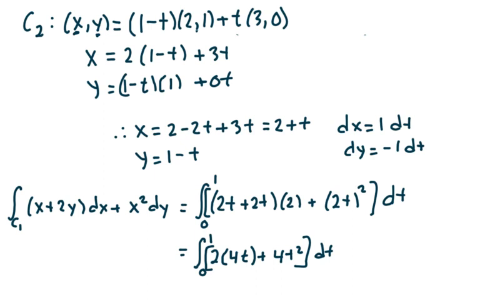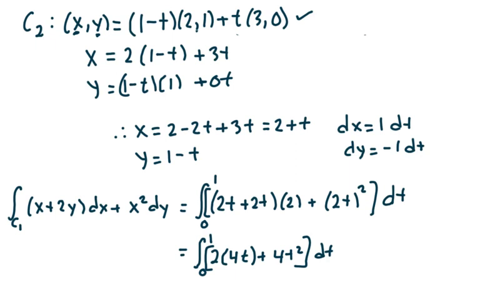Now, if we want to parameterize C2, it's going to be as follows. It's, again, another line segment. This parameterization, by the way, only works for line segments. That is crucial. Now, (x, y) is (1 − t) times (2, 1) plus t times (3, 0).